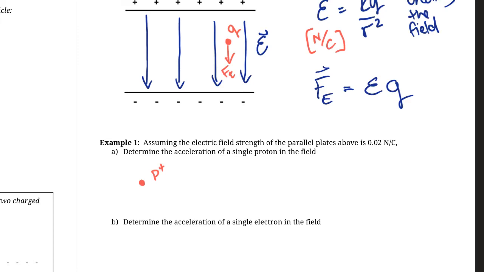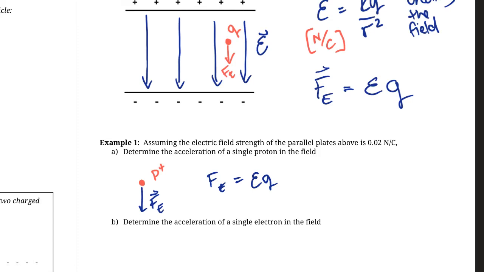Well, a proton in this field is going to follow the electric field lines. It's going to be pushed downwards, right? Because it's going to be attracted to the negative at the bottom. So the electric force is going to be in this direction, and the magnitude of it is going to be epsilon, the field strength, times the charge. Then we can figure out the acceleration, but first we need the force.